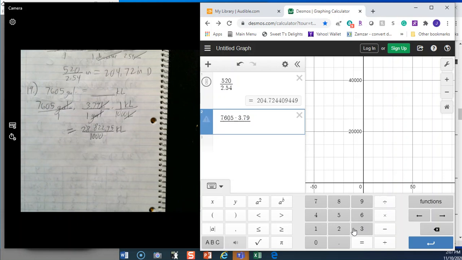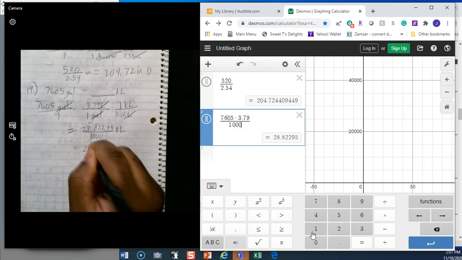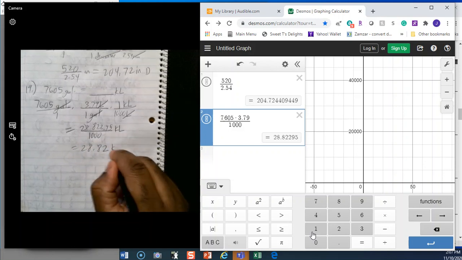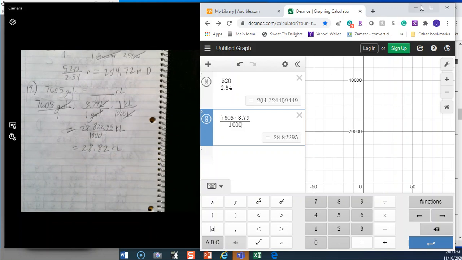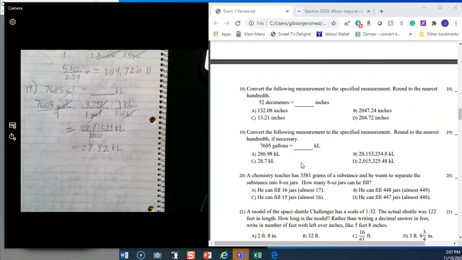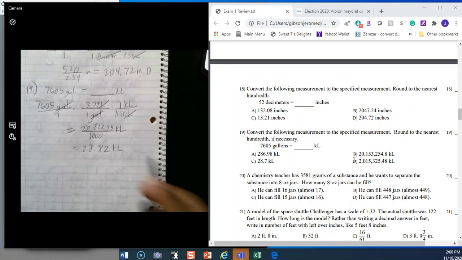We divide all this by 1,000, then it will give us 28.82 kiloliters. Now, it looks as though there was a little rounding error here, but it should have been 28.82, so it's just slightly off. So with problem 19, they were looking more at C, so it's actually approximately C, so it's very, very close.